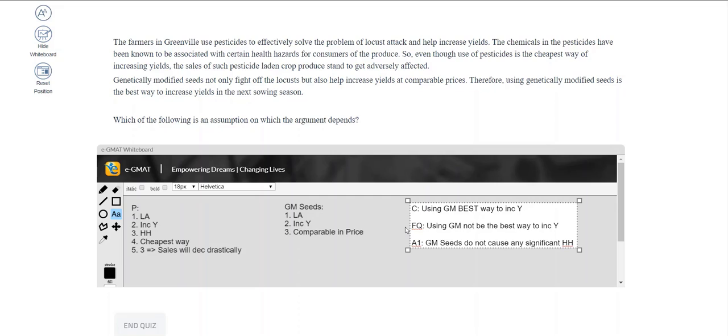Fairly straightforward, right? If GM seeds cause significant health hazards, cause a significant negative impact on health, then you cannot make this conclusion. What else can we arrive at? So notice that the author is saying that using GM is the best way to increase the yield.